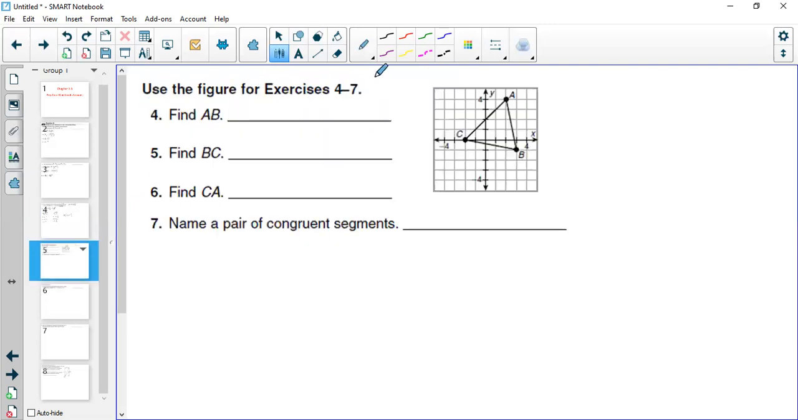Use the figure for exercises 4 to 7. Find AB. So you have to find AB. So you can do two things. Either you use the Pythagorean theorem or you use the distance formula. I know most of you will opt for the distance formula because it's easier. Because anyhow you do it, the answer should be the same. So I'm going to use the Pythagorean theorem here, so that you will get used to the Pythagorean theorem. But if you have used the distance formula, your answers are going to be the same, only the methods are going to be different.